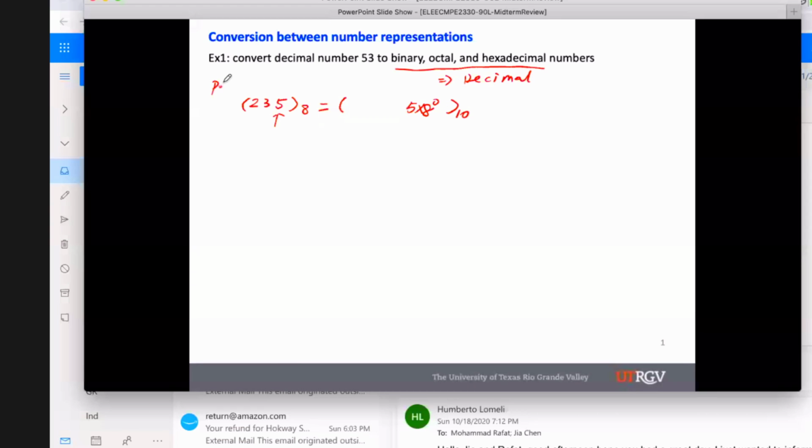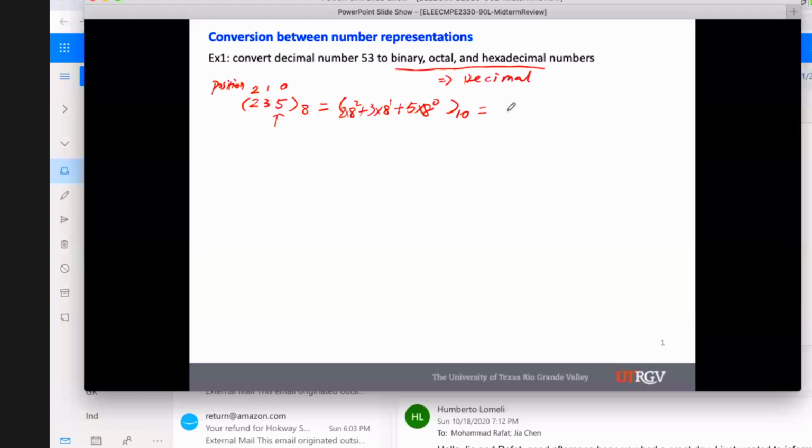We say position starts from 0, not 1. You count from the most right to the most left, so positions are 0, 1, and 2. Those are the position indices. Then to convert them into a decimal number, you calculate their value, which equals the value in each position times the corresponding weight. 3 times 8 power 1 plus 2 times 8 power 2.